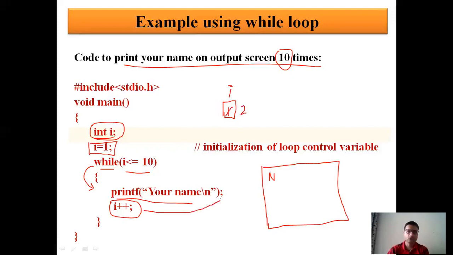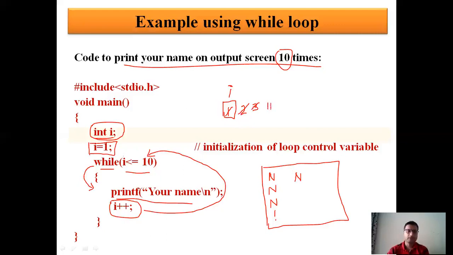After this, control will go back to where? It will go to the condition part again. 2 is less than equals to 10. Again, my name will be printed. Then i will be 3. Then 3 is less than equals to 10. Again, my name will be printed. So it is going to repeat itself, right? So how many times will my name be printed? Suppose it is printed 10 times. After printing my name for the 10th time, then obviously i will become 11, right?